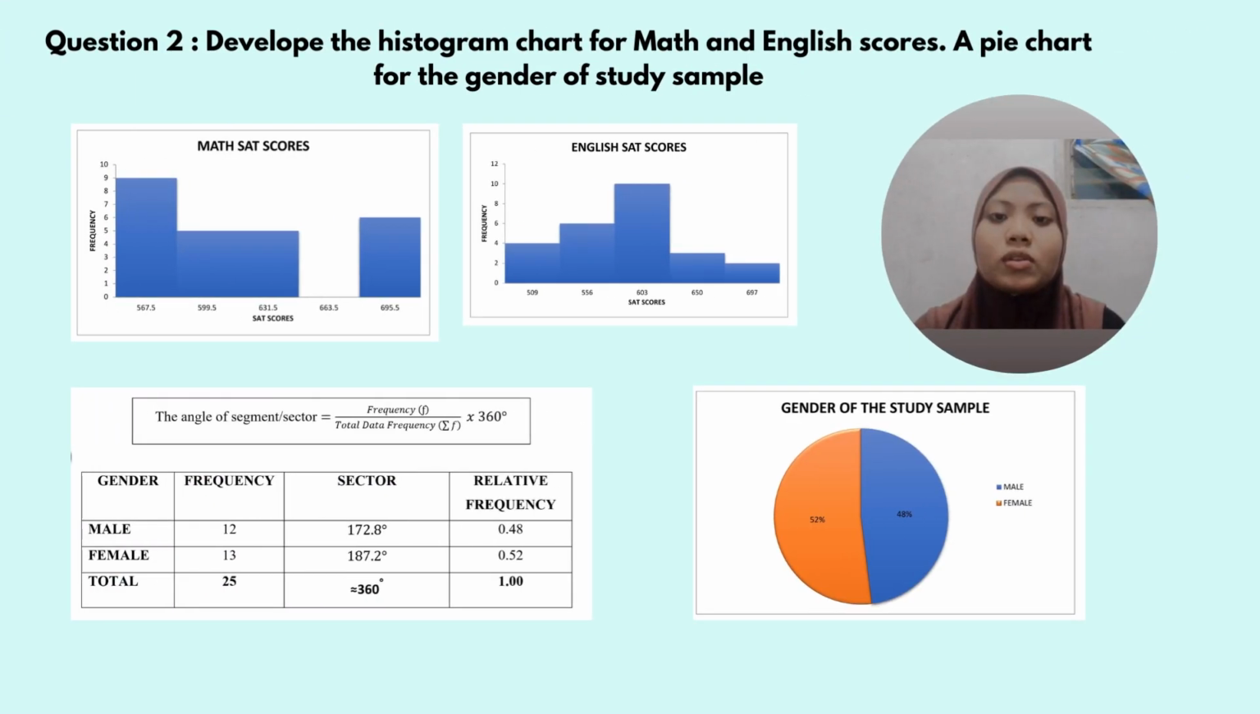For question 2, we need to construct the histogram chart for math and English scores and a pie chart for the gender of the study sample. For the histogram, we need to use the midpoint. To calculate it, we add the upper boundary and the lower boundary and divide the answer by 2. To do the pie chart, we need to divide the frequency by the total data frequency and multiply by 360.